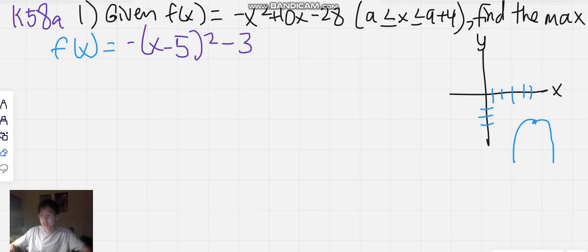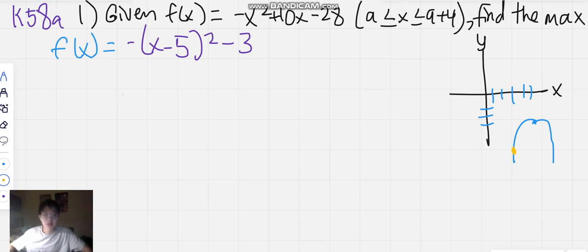Like I said in the previous videos, when I do these types of problems, I like to imagine the two boundaries of your interval as sliders. So just imagine them sliding across the parabola and shifting up and down, left and right, stuff like that. So let's take a look. We need to find the maximum.